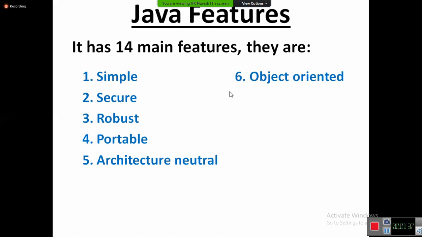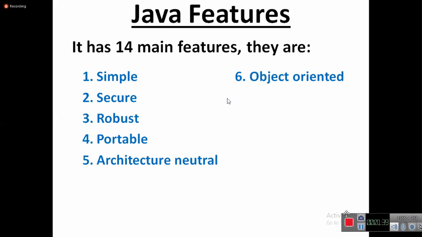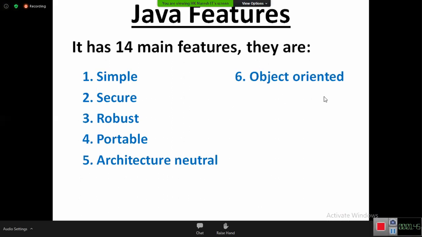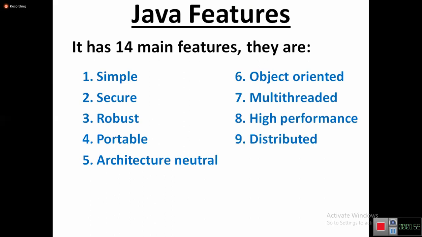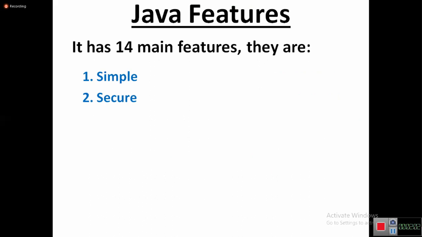What are they? Object oriented. Let us try to learn them by heart first, and then I'll explain each feature later. Sixth is object oriented. Seventh is multi-threaded. The next, high performance. Next, distributed. And next, dynamic. Now, are you all ready to say them along with me?